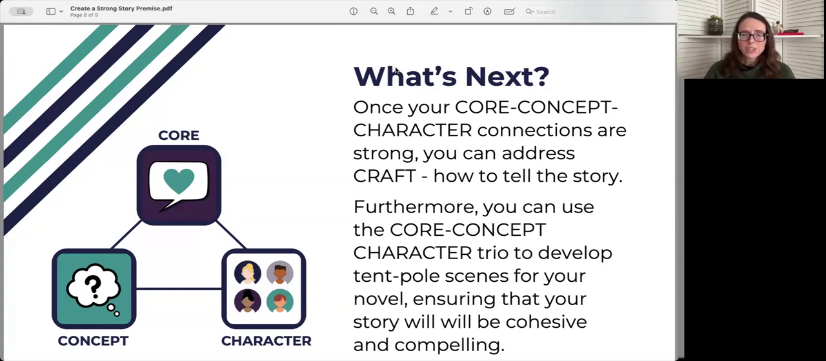You can also use these core concept and character parts of the premise to establish the tentpole scenes of your novel. And this is how you can ensure that the novel will be complex and compelling, because it is tying to the main important pieces of your story, but it's also giving your story depth and cohesion.